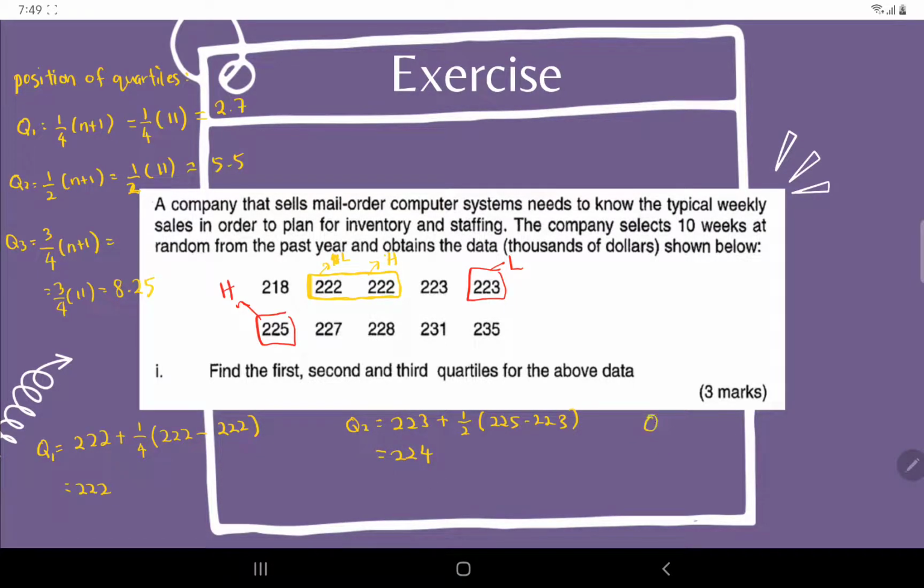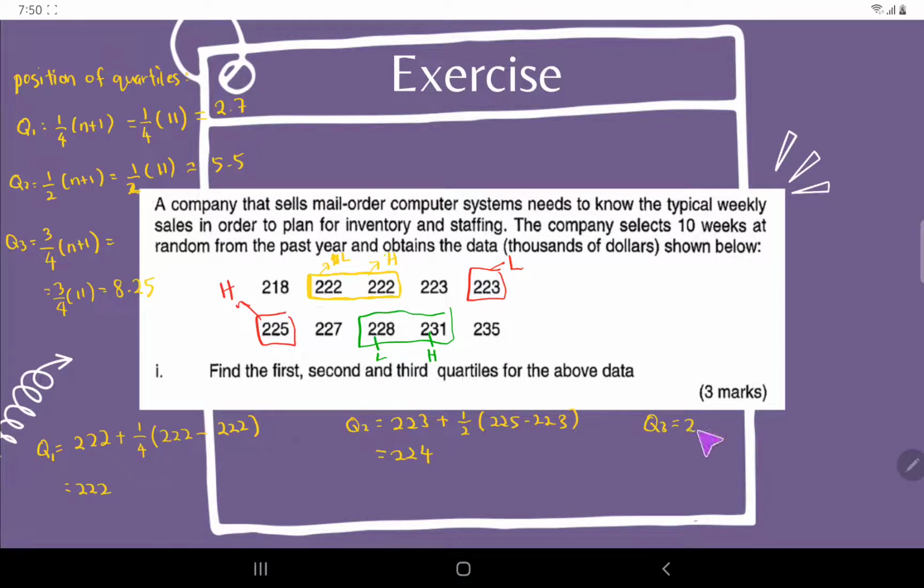And then finally for the value of Q3, the position of Q3 is between 8.25, meaning between 8 and 9. Okay, 1, 2, 3, 4, 5, 6, 7, 8, 9. So it is between these numbers. Then we can calculate our Q3, because we know that this is our L and this is our H. So insert into the formula.